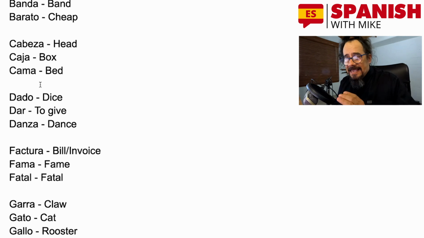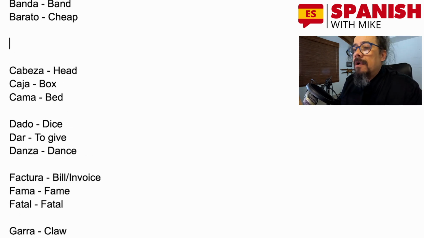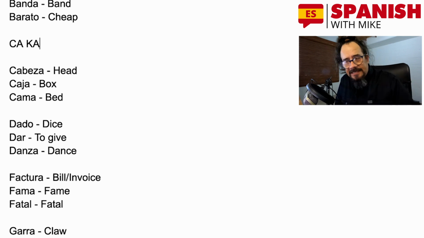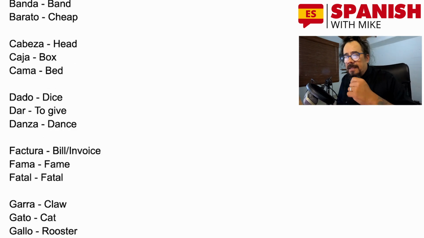So CA would be ka. Interesting fact here: the combinations CA and KA sound the same. Both combinations sound the same. It doesn't matter if it's CA or KA, it sounds the same. So we have CA, cabeza, head, caja, box, cama, bed.